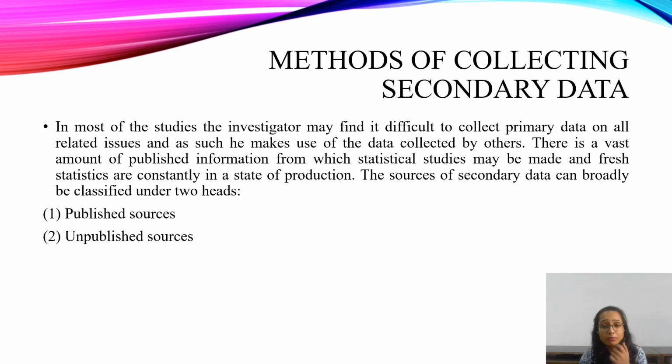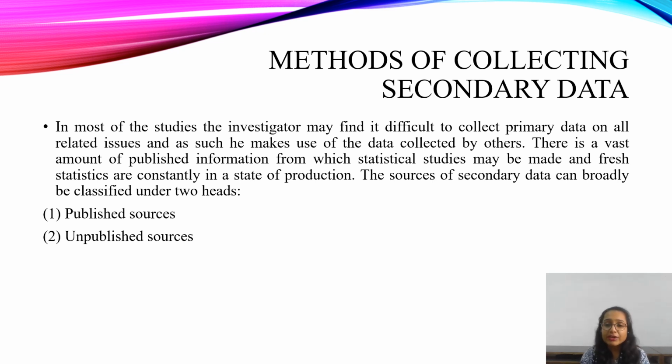Then, methods of collecting secondary data. In most studies, the investigator may find it very difficult to collect primary data on all related issues, and as such, he makes use of the data collected by others. There is a vast amount of published information from which statistical studies may be made, and fresh statistics are constantly in a state of production.